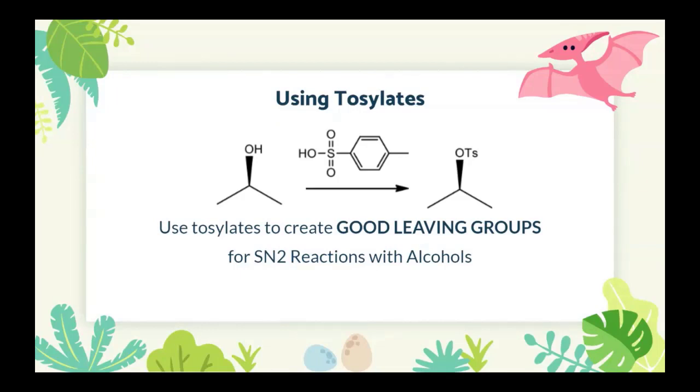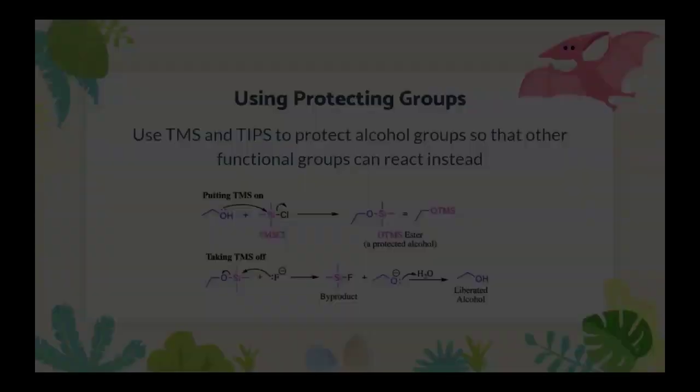So if you ever see that figure, I know it's a little ugly, but the sulfur with the two double bonds to oxygen and an OH, that is your tosyl group. And you use that to form SN2 reactions using alcohols by converting them to good leaving groups.